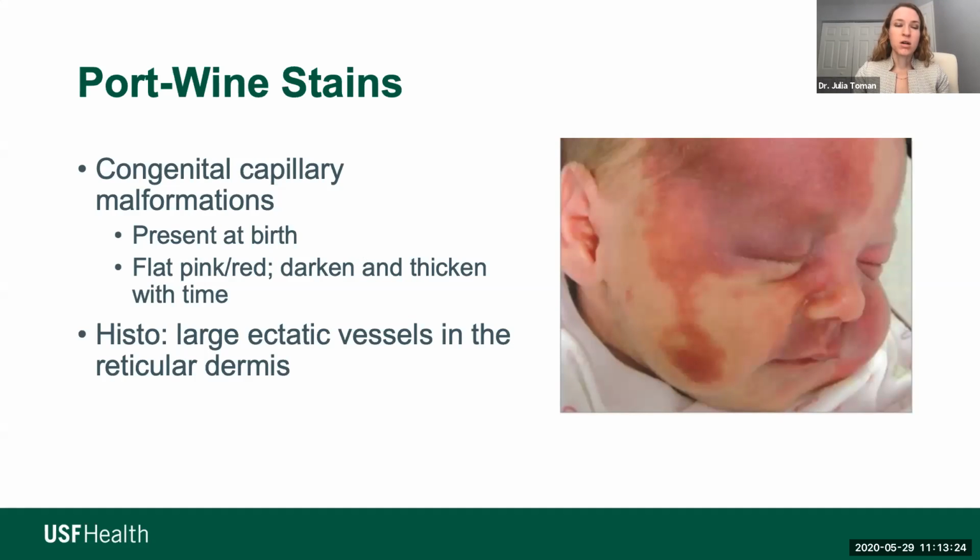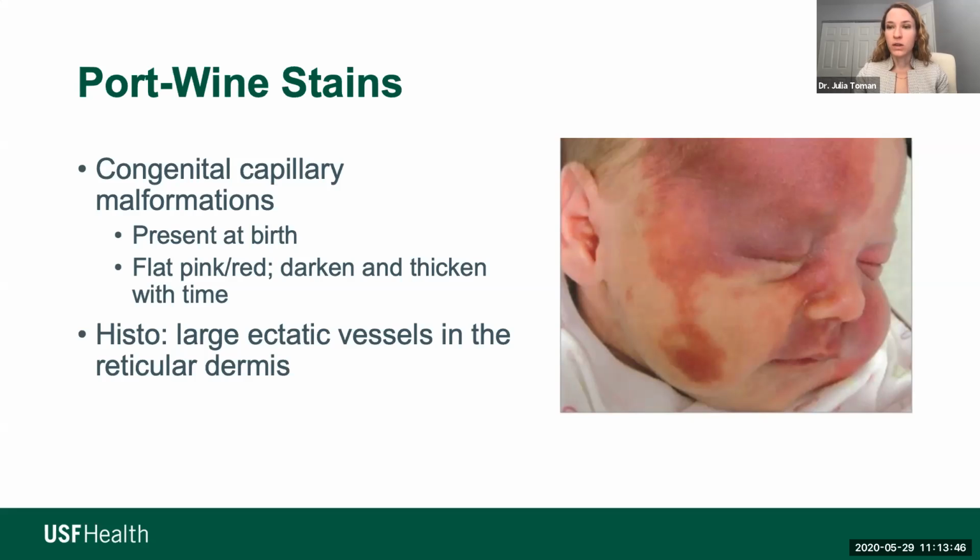Port wine stains are a congenital capillary malformation. They are present at birth. They are flat, pink and red, and then tend to darken and thicken with time, separating them from hemangiomas, which tend to involute over time, most commonly. And their histopathology shows large ectatic vessels in the reticular dermis.